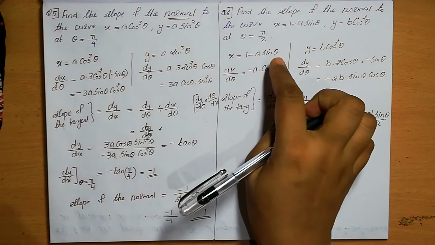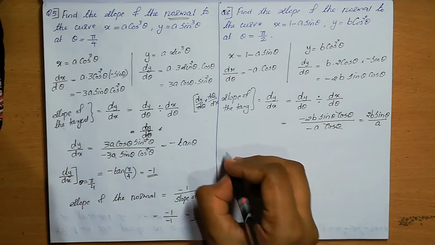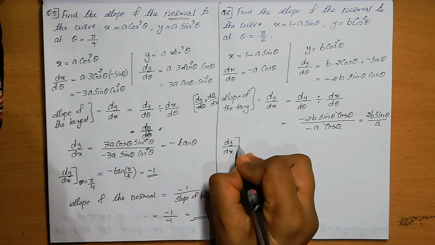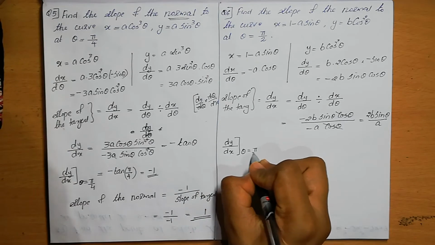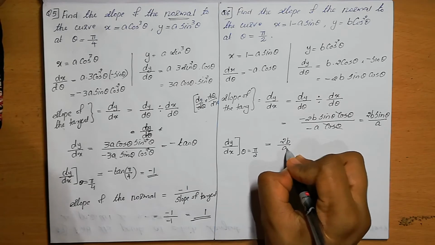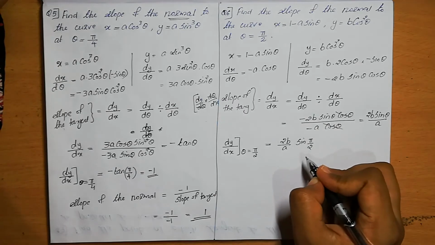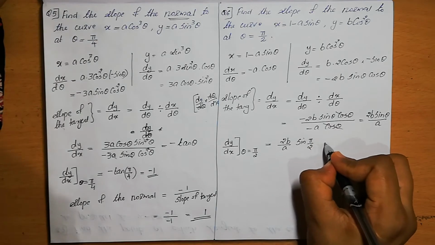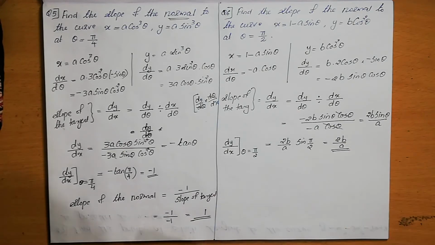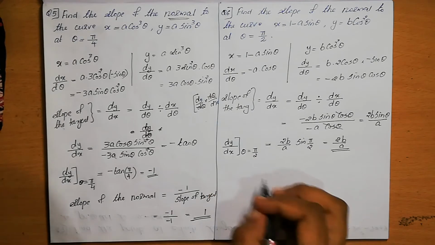So next we are going to find slope at theta equal to pi by 2. Slope of the tangent at theta equal to pi by 2, that means dy by dx at theta equal to pi by 2. That means 2b by a constant into sin pi by 2. Sin pi by 2 is 1. So this is equal to 2b by a, the slope of the tangent at theta equal to pi by 2.